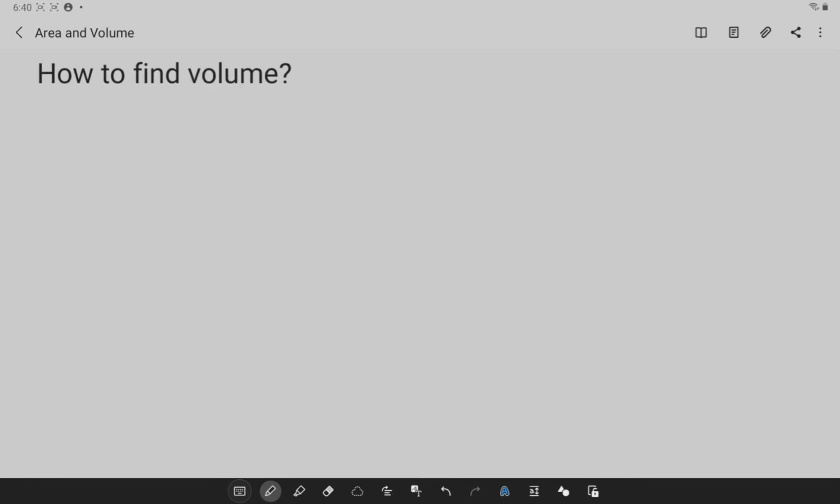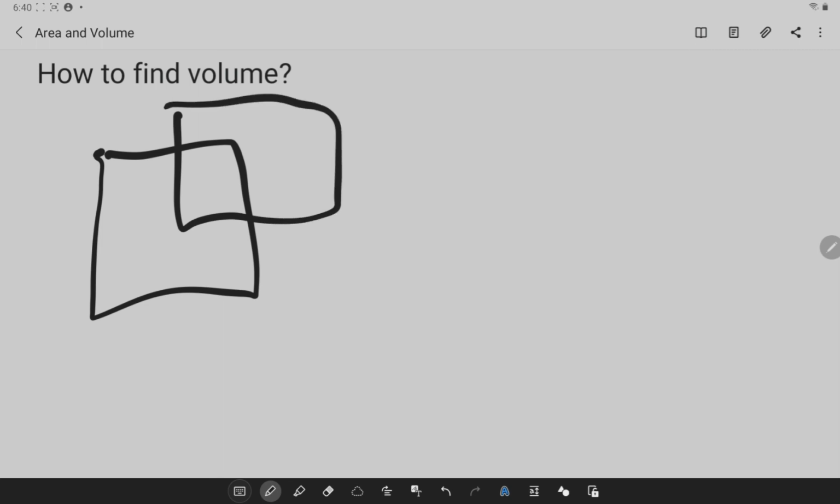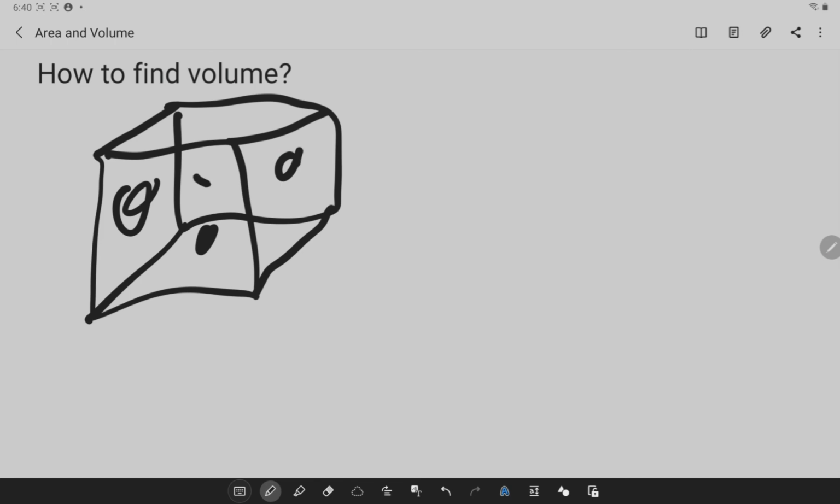Now, how do you find volume? Well, for volume, I'll just draw a 3D shape real quick. Okay, so as I said before, all this is the volume. So how do you find the volume of a 3D shape? Well, take this cuboid for instance. You can see that it is 3-dimensional. Again, I am saying it, volume is for 3-dimensional shapes.